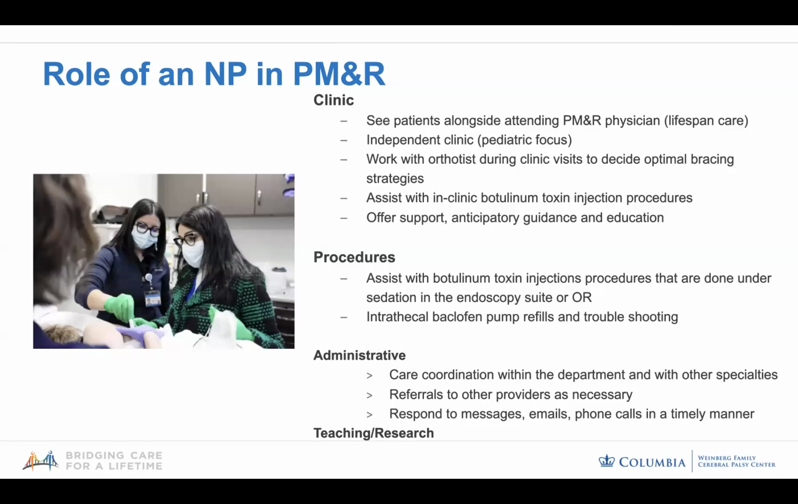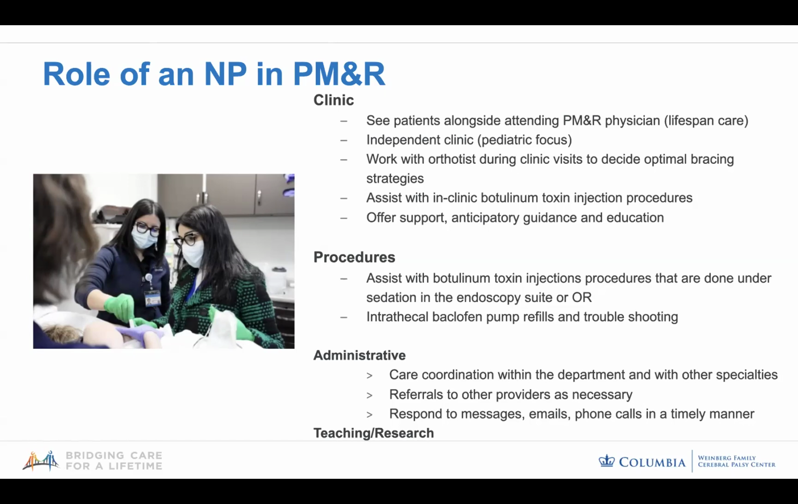and their families. And then next, we do a couple of procedures. So like I said, botulinum toxin injections can either be done in the clinic or they're under sedation in the endosuite or OR, or in conjunction with orthopedic surgery with Dr. Hyman in the OR. We also do intrathecal baclofen pump refills and troubleshooting. I'll get into that a little bit more on the following slides.